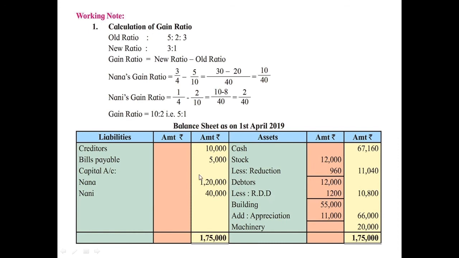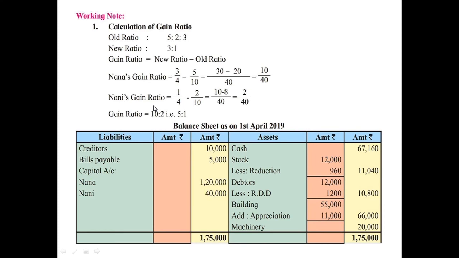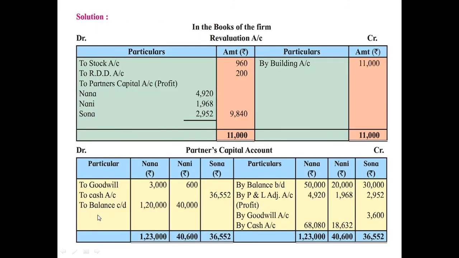Here is the new balance sheet they have made. Under liabilities, creditors and bills payable will remain the same as it is given in the question, that is 10,000 and 5,000, because no adjustment is given for them. Then capital now only for Nana and Nani, that is 1,20,000 and 40,000. These amounts we have taken from the balance carried down, closing balance in the partners' capital account. That is the new capital now for the continuing partners. Then we are going to make the adjustments on the asset side.